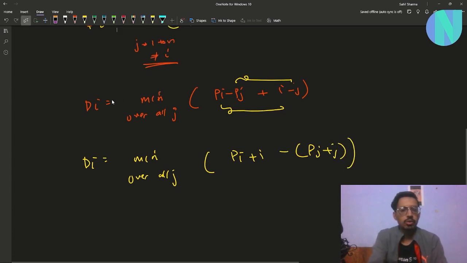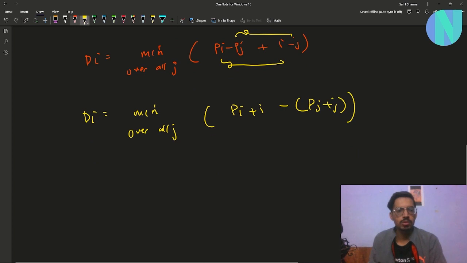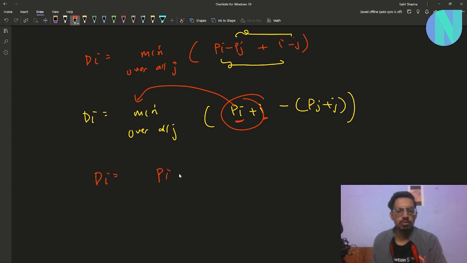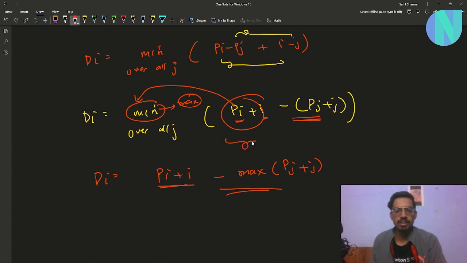And I know the value of index i and I know the value of pi, so I can move these out of the minimum. So my d of i becomes p of i plus i, and as there is a negative sign here, this minimum will be converted to a maximum. So I get p of i plus i minus the maximum of pj plus j, right? That makes sense. You have to compute the minimum of this entire expression.